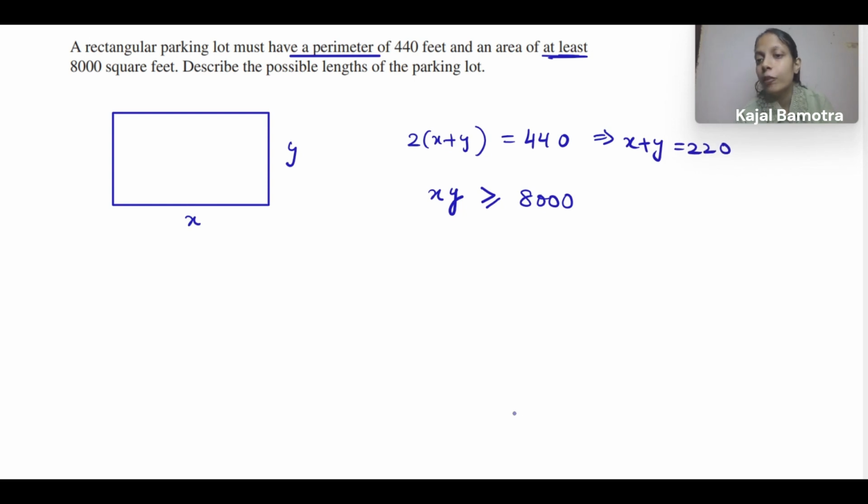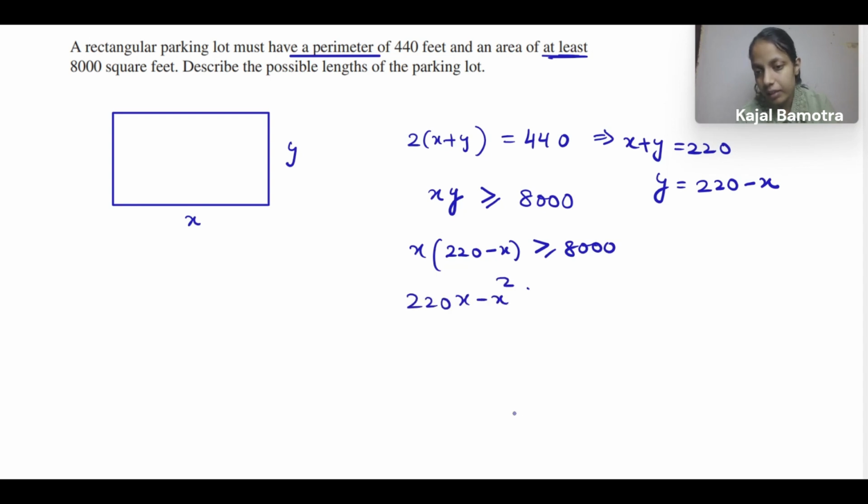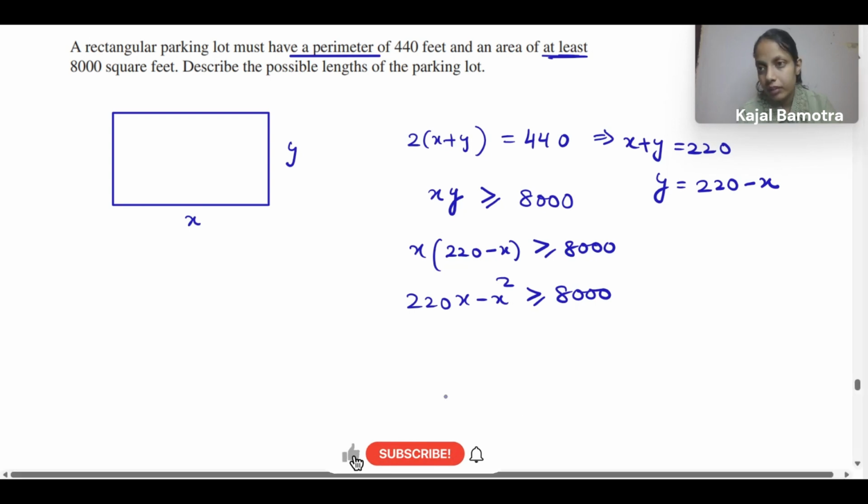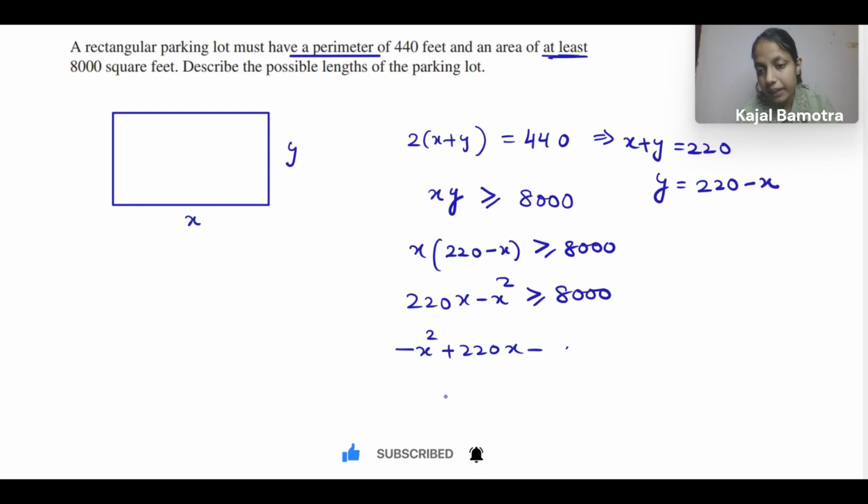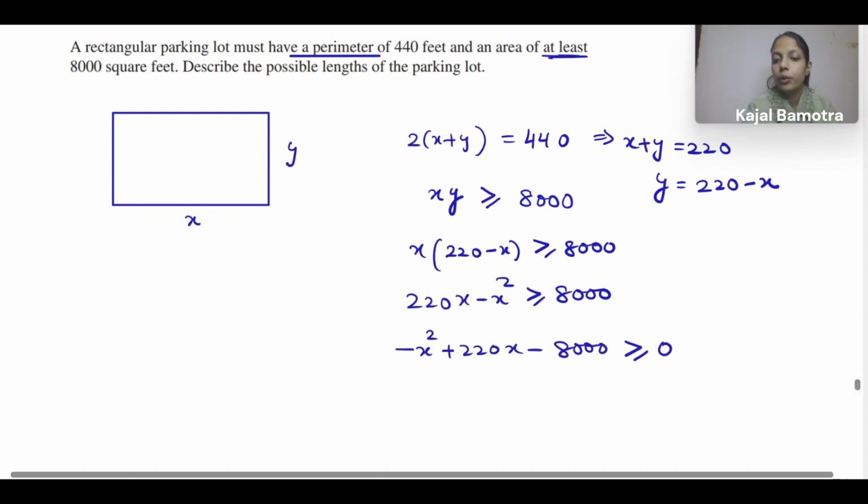Let's calculate the value of y. y is equal to 220 minus x. Substitute here. x times (220 minus x) greater than or equal to 8,000. 220x minus x² greater than or equal to 8,000. So shift everything to the left side. Negative x² plus 220x minus 8,000 greater than or equal to 0.